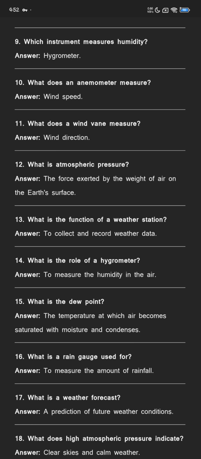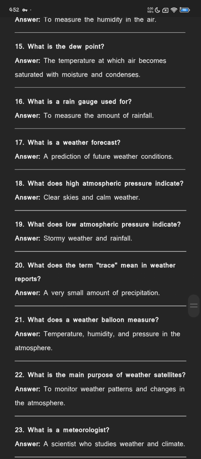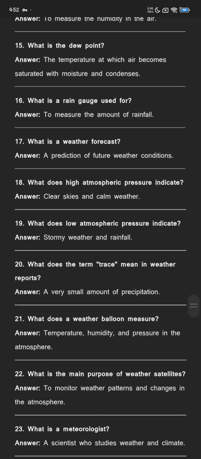What is the weather forecast? A prediction of future weather conditions. What does high atmospheric pressure indicate? Clear skies and calm weather. What does low atmospheric pressure indicate? Stormy weather and rainfall. What does the term trace mean in weather reports? A very small amount of precipitation.